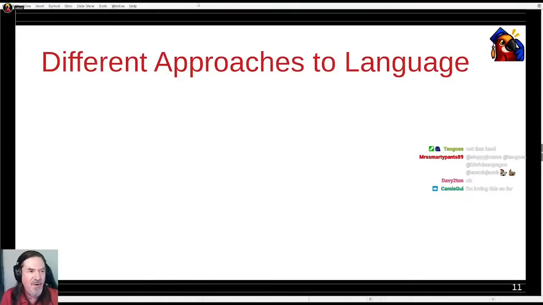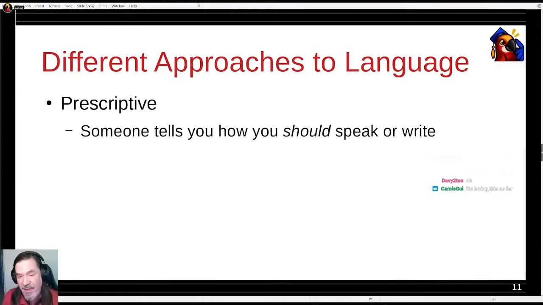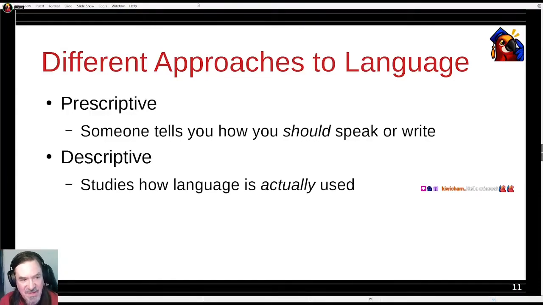All right. I've already hinted at some different approaches to language, right? There are two main ways of looking at language. There is the prescriptive way, which is someone tells you how you ought to do something. This is correct. This is incorrect, right? And then there's the descriptive way of looking at it. This is studies in how language is actually used.